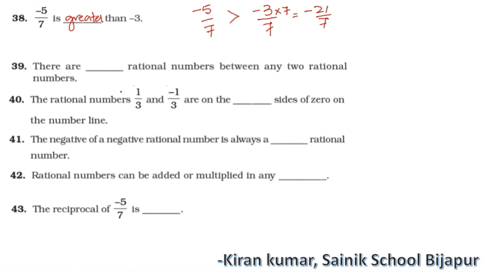There are dash rational numbers between any two rational numbers. We have learnt that between two rational numbers we can have infinite number of rational numbers. So the answer is infinite.